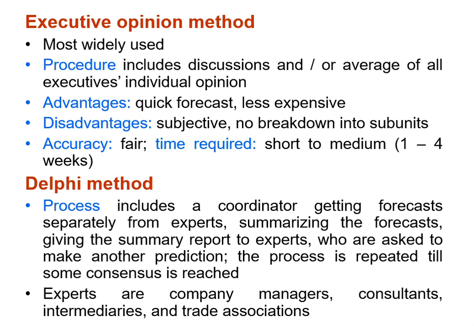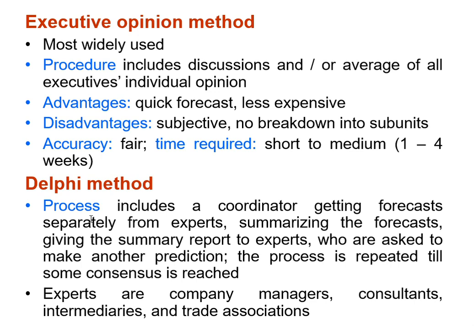Sales forecasting techniques are very important, and we should know the qualitative and quantitative methods. The executive opinion method is mostly qualitative and mostly used: it involves discussion and taking the average of all the executives' individual opinions. Advantages: quick forecast, less expensive. Disadvantages: subjective, no breakdown into subunits, accuracy is fair, and the time limit is how many months or weeks.